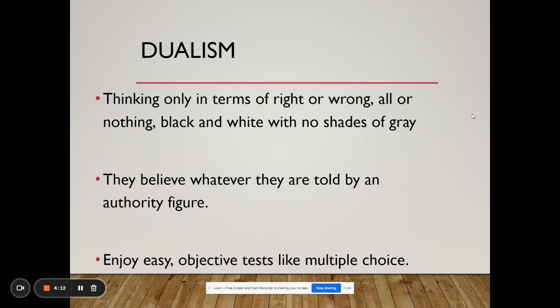The first category is dualism. Think of dualism as thinking in terms of right or wrong. It's the very lowest level of intellectual and moral thinking. Black and white thinking, no shades of gray. So people who engage in dualistic thinking believe what they're told by an authority figure. They like easy, objective tests like multiple choice tests.